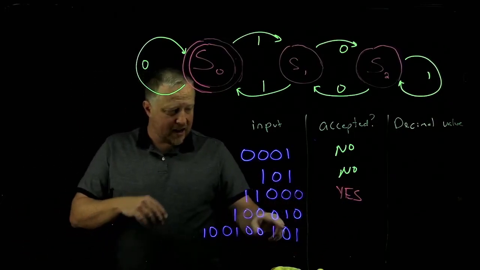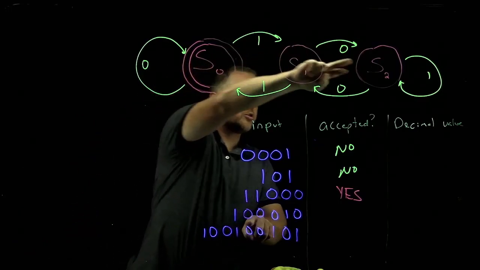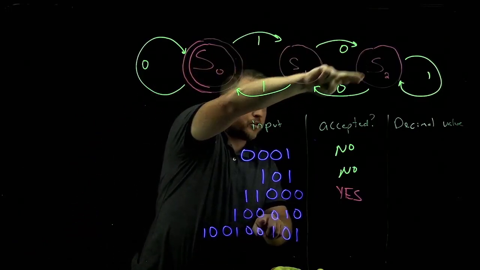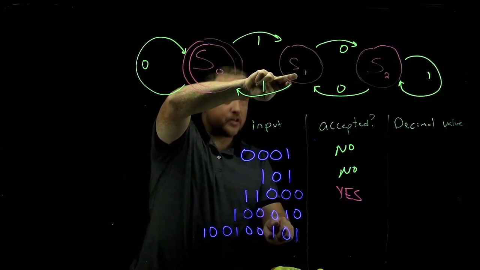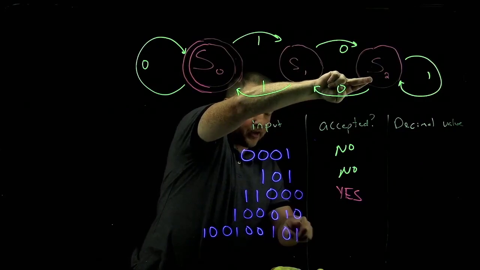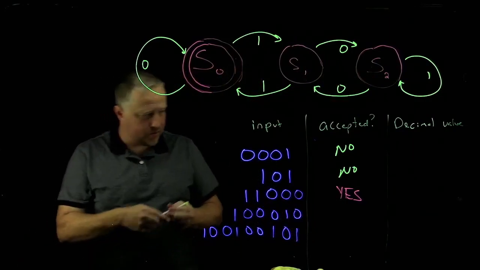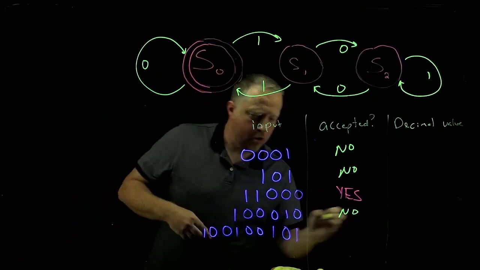Next to the last one here, we'll have a 1, which goes to state 1. A 0 goes to state 2. Another 0 goes to state 1. Another 0 goes back to state 2. Then a 1, and then 0 back to state 1. Is that an accept state? The answer is most definitely a no.